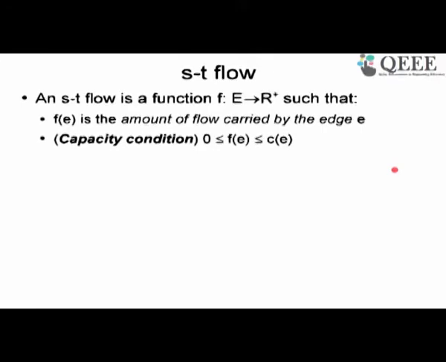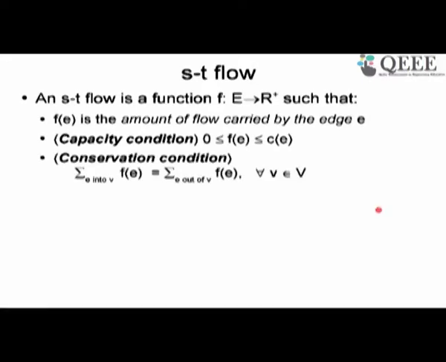The first condition it satisfies is what is called the capacity condition of the flow. The capacity condition says that at no time can the flow assigned to an edge exceed the capacity of the edge, which means the edge has a certain capacity to carry flow. Like the amount of water that a canal can carry, you should not put more water in the canal than what that canal can carry. So the flow carried by an edge is less than or equal to the capacity of the edge, and the flow is positive, so it's greater than or equal to 0. So 0 ≤ f_e ≤ c_e. This is called the capacity condition.